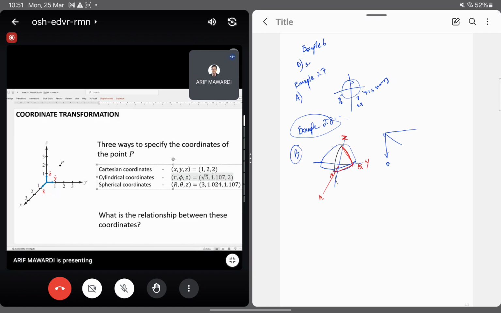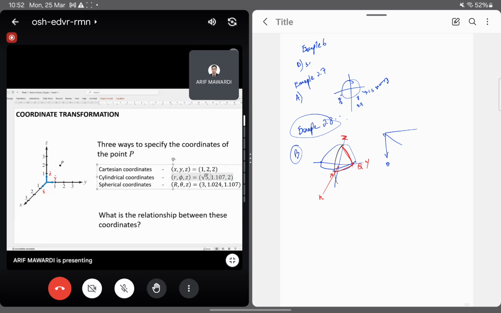So even though the numbers are different, the numbers in the Cartesian coordinate system and the numbers in the cylindrical coordinate system, obviously you can see that they are different. This one is 1, 2, and 2. And if I use the cylindrical coordinate system, it is the square root of 5, 1.107, and 2. Even though they are different numbers, they are actually specifying the same point. They are just different ways of specifying the same thing.